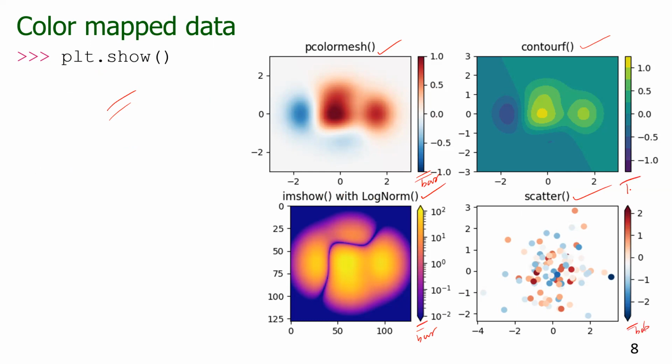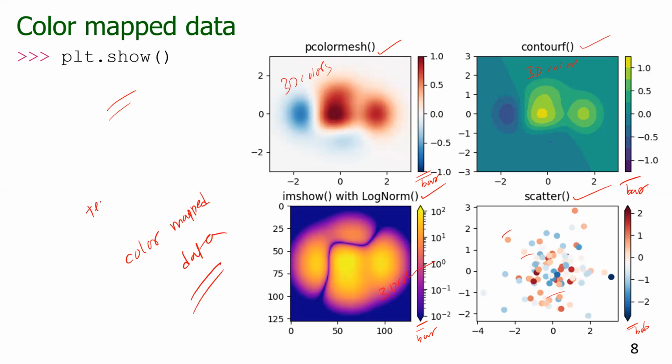That scaling bar. The pcolormesh here, you can see even 3D colors. Here also 3D colors are there. Here also 3D colors. Here also you can see, this is the scatter with all combinations. So like that, we can do color mapped data.